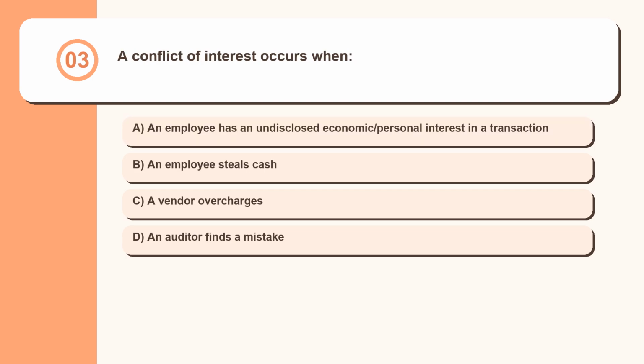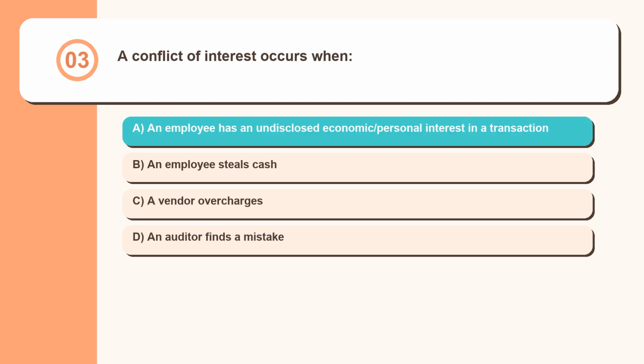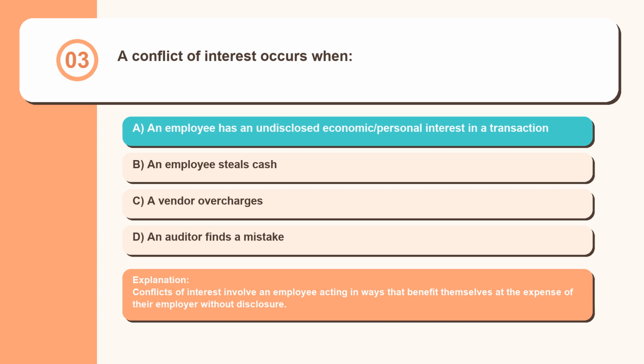Question 3. A conflict of interest occurs when an employee has an undisclosed economic or personal interest in a transaction, an employee steals cash, a vendor overcharges, an auditor finds a mistake. Conflicts of interest involve an employee acting in ways that benefit themselves at the expense of their employer without disclosure.